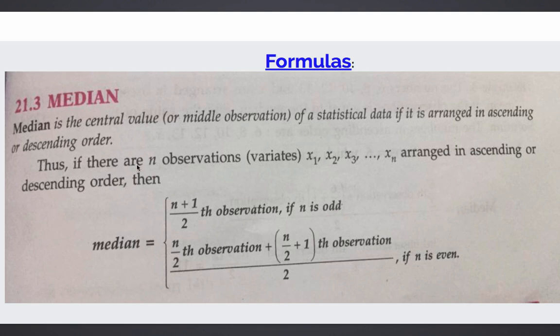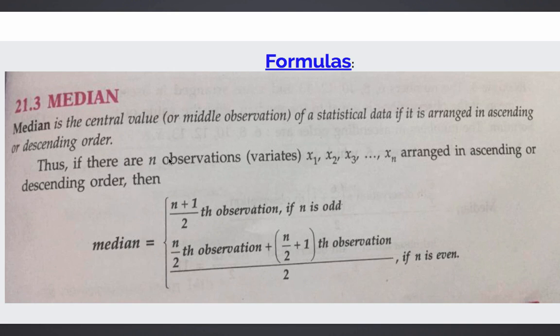If there are n observations, n is the number of observations, or we can also call them variates, say x1, x2, x3 and so on up till xn. These are the variates, arranged in ascending or descending order. Let me repeat this particular part: arranged in ascending or descending order. This is needed, that the given data must be arranged in ascending or descending order.